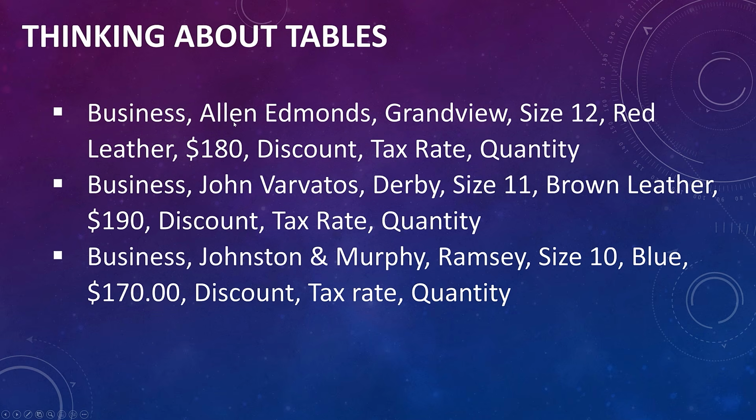We can also see here information like our brand and the individual shoe name. So a brand is Allen Edmonds. The individual shoe name is Grandview. We see information like we have size. We see that we have a specific color, a price, potentially a discount, a potential weird tax rate. And then we're also going to want to chart the quantity of those numbers of shoes.